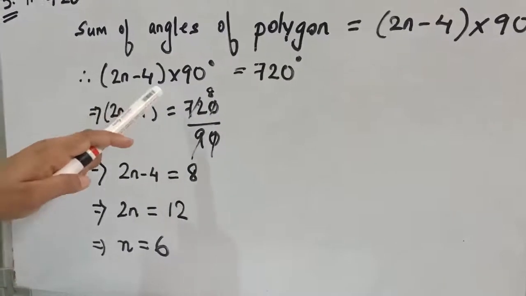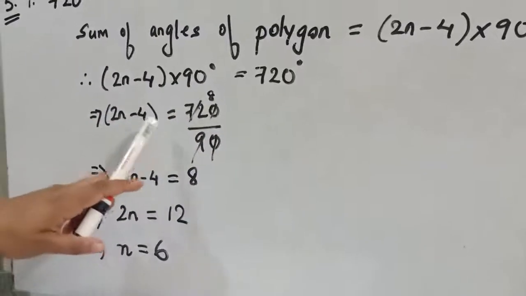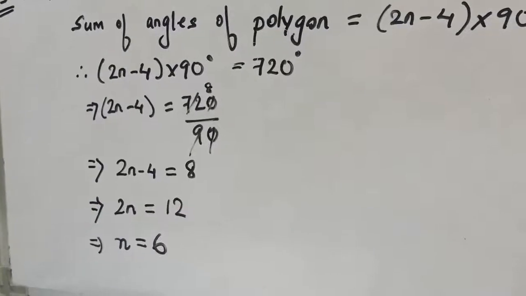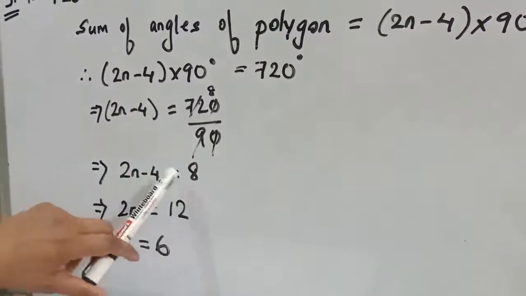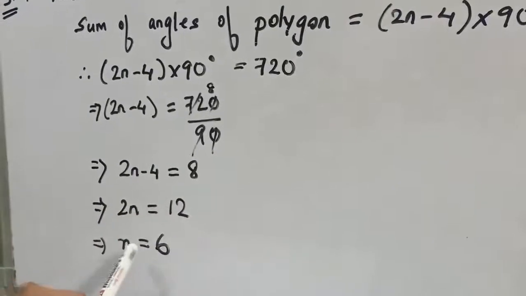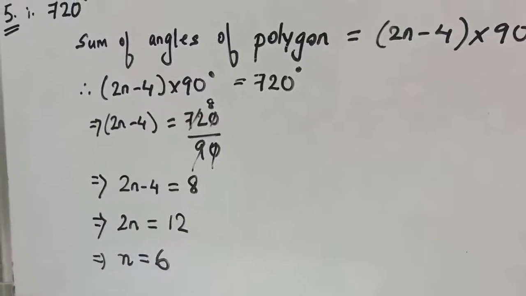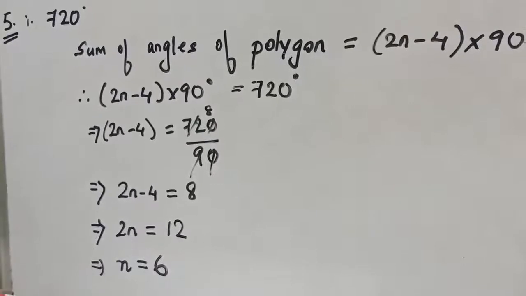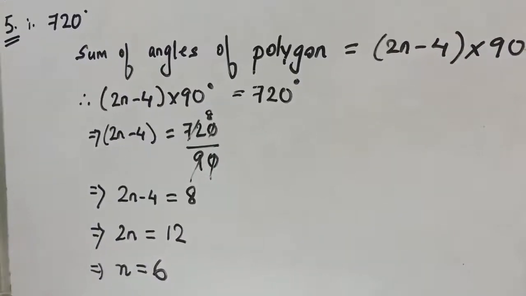So (2n minus 4) into 90 degrees is equal to 720 degrees. 90 will go to that side by dividing. So 2n minus 4 is equal to 8. 2n is equal to 8 plus 4, which is 12. So n equals 6. So this is a polygon whose number of sides is 6. That is, it is a hexagon. You don't need to write hexagon. You just need to find the number of sides. So the number of sides is 6.